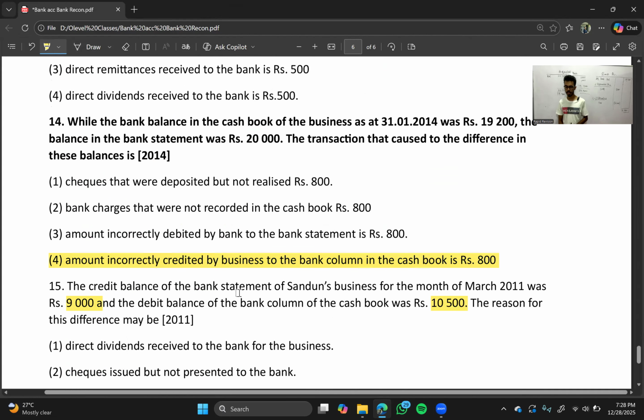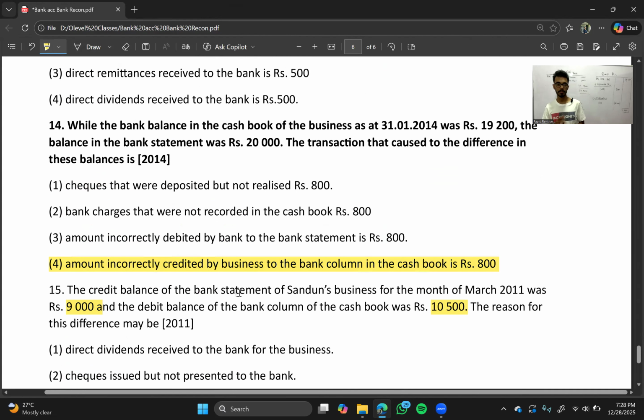So those are the sums that we have to discuss regarding the bank account and the bank reconciliation statement. This is a very simple question. It is a frequently asked question, but very simple.